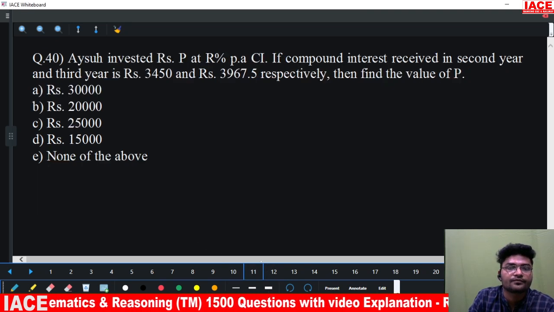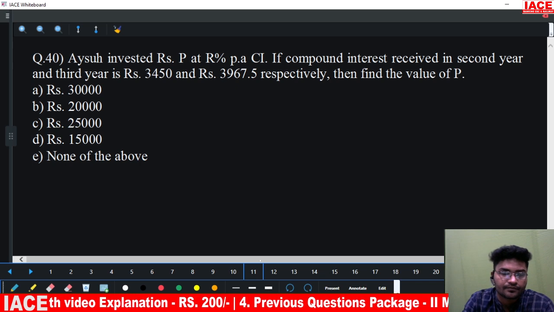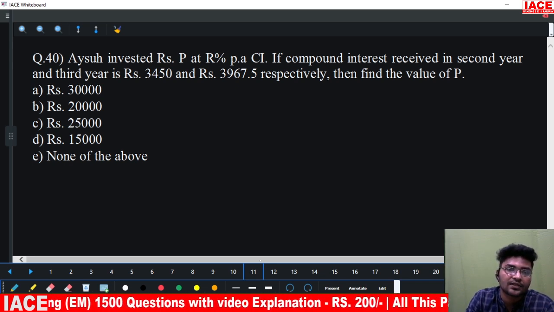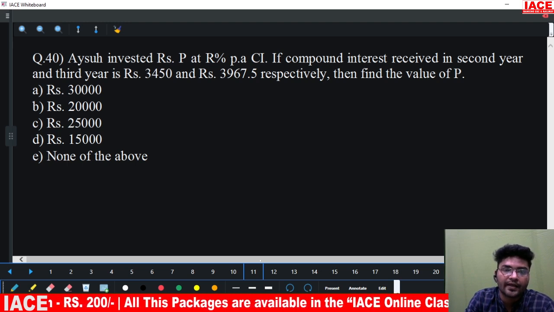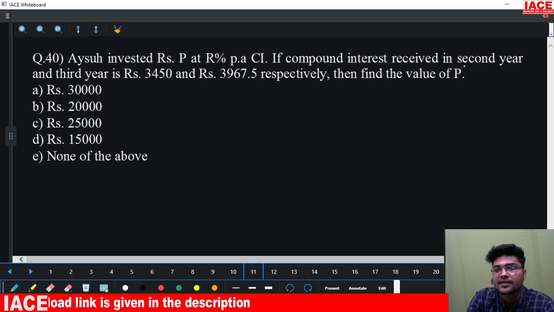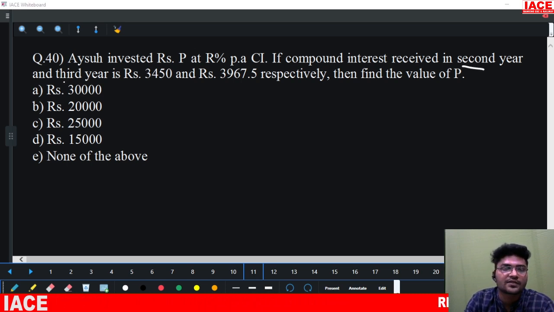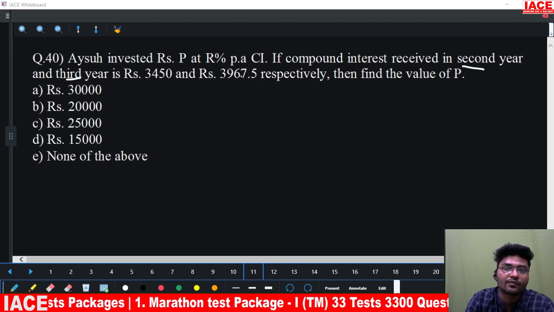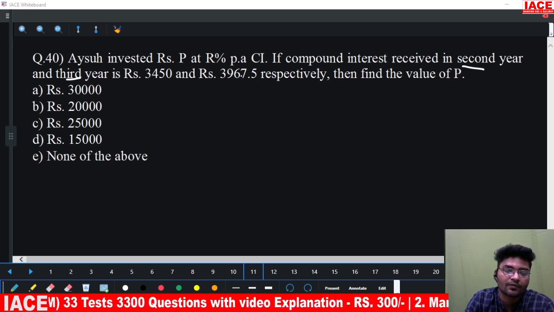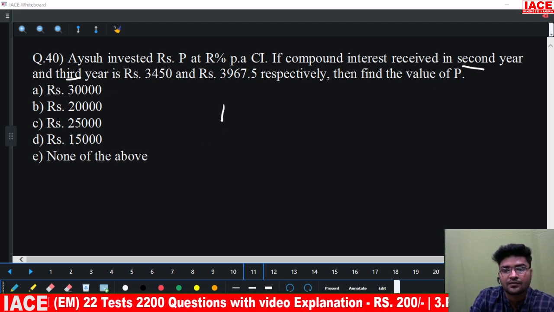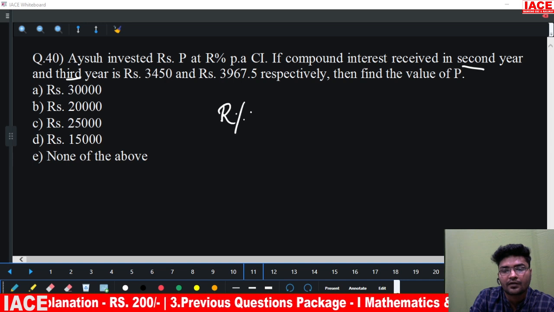Next question. Question number 40. Now, what is this question saying? Ayush invested rupees P at R percent per annum. Compound interest received in the second year and compound interest received in the third year are 3450 and 3967.5. Now, if I want to find out the rate of interest, how will I calculate it?